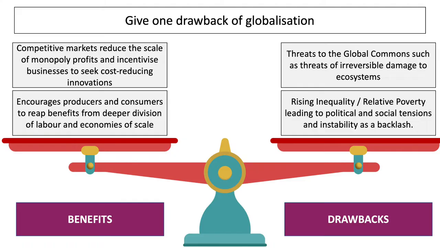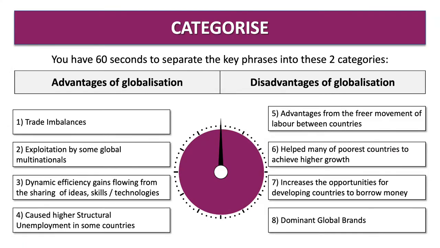Let's take that a little bit further still into the next exercise. And here you've got to categorize. It's going to be a 60-second exercise again. And there are 8 phrases here. Some of them represent advantages of globalization and some disadvantages. See if you can sort out and type in, please, to the chat, the numbers of the ones that you think are advantages and the numbers of those you think are disadvantages, starting now.